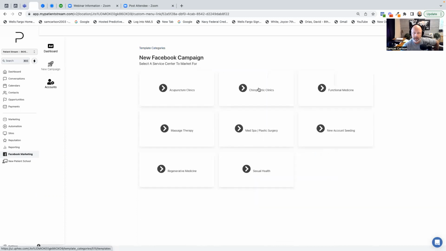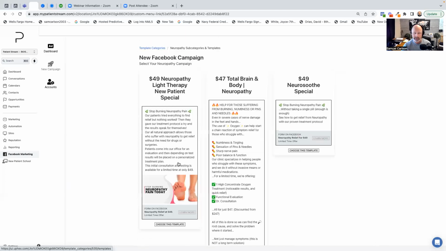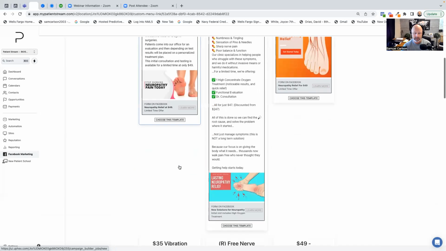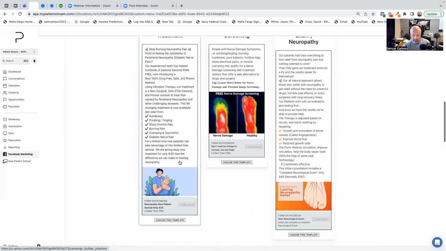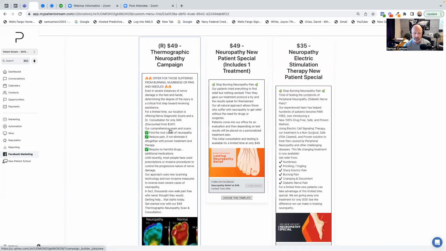Okay. So let's go into chiropractic clinics. Patient Stream is set up with categories, then subcategories, and then the ads in each. All right. We're looking at neuropathy. So I'm going to go down to where it says neuropathy, and we'll walk through a couple of these to show you each one of those steps, what we're doing. I like this one. This is one of my favorite ones. And we'll go through these two.